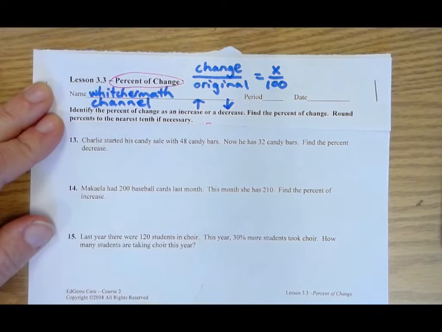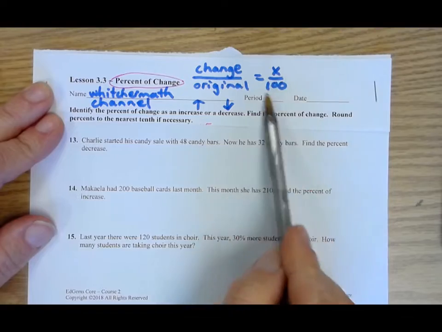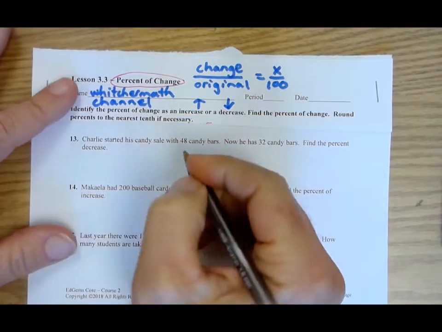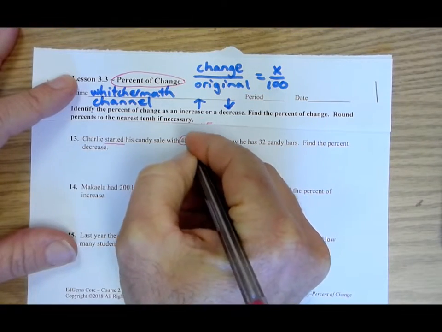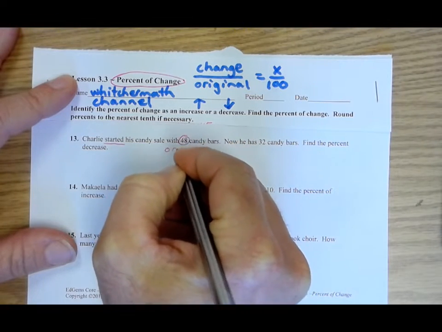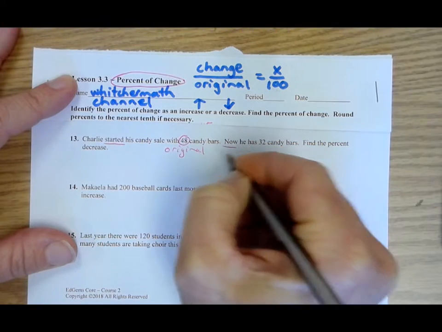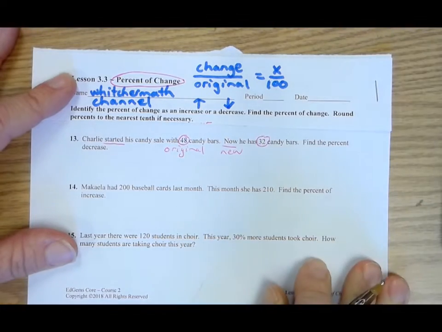First of all, solving these problems, we're always looking for what was the original number and how much did it change to get to the new number. If we can find those two things, we compare it to a percentage and we solve it. So, for example, Charlie started with 48, so we're going to call that the original. Now, the new number is 32.